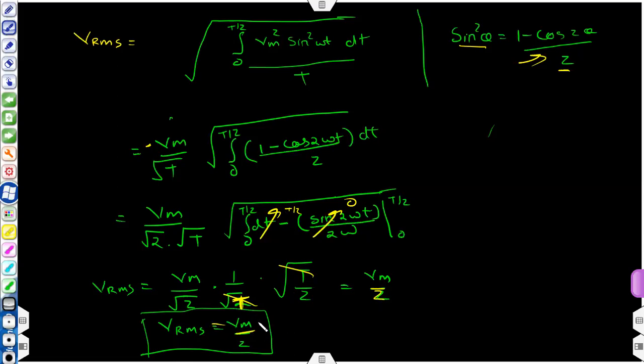Okay, so every value can be calculated. If you know the maximum value Vm, you can easily calculate VDC, and you can easily calculate VRMS. This derivation was for your reference. If in some numerical these things are asked, you just have to apply Vm by 2, that's it. So this is the value of VRMS.